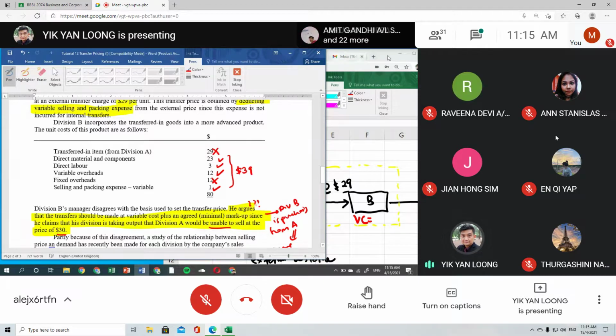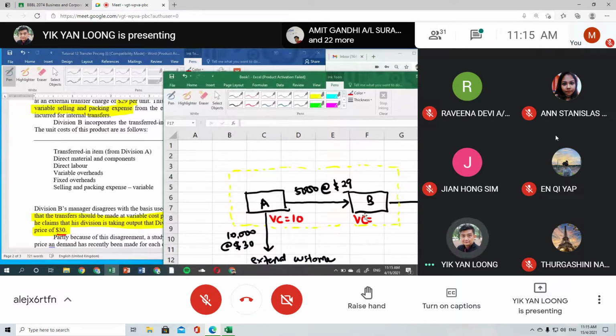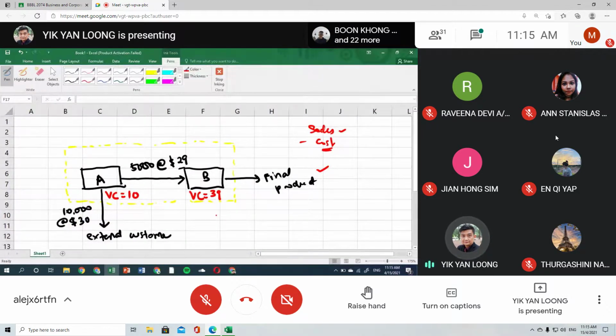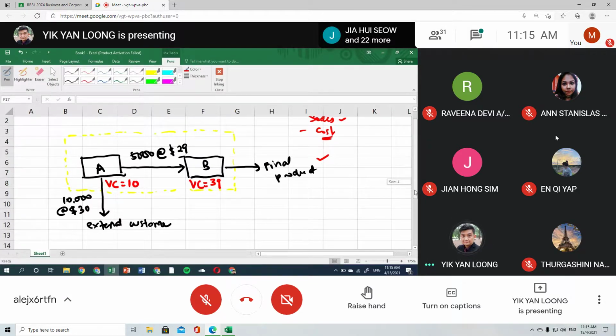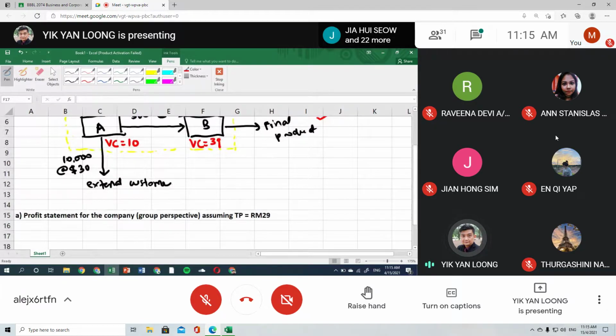Okay, so basically, coming back to here, the variable cost incurred by division B is 39. So the total variable cost to manufacture the final product is 10 plus 39, that will be 49. Okay, so far? Right, so from the goods perspective, we just need to less the variable cost of production for this final product, which is 10 and 39. Right? So how do you do this then?